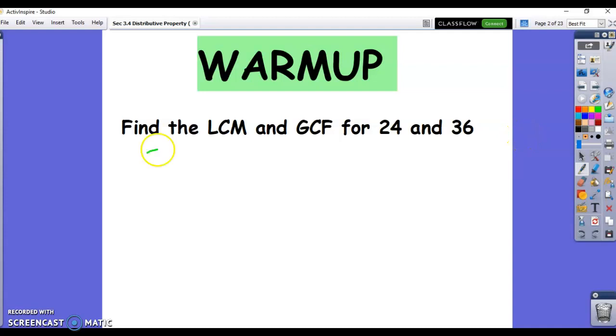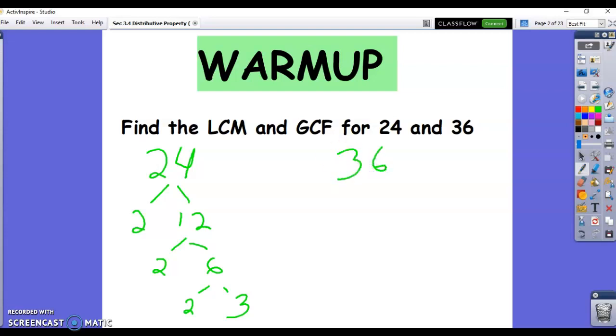If we look at the number 24, we're first going to just do a quick number tree on it in terms of its multiples. I have 2 times 12, and then I have 2 times 6, and then I have 2 times 3, and I can find my factor tree there. I'm going to do the same thing for 36. If we look at 36, I can do 3 times 12. I can do 2 times 6, and then again 2 times 3.